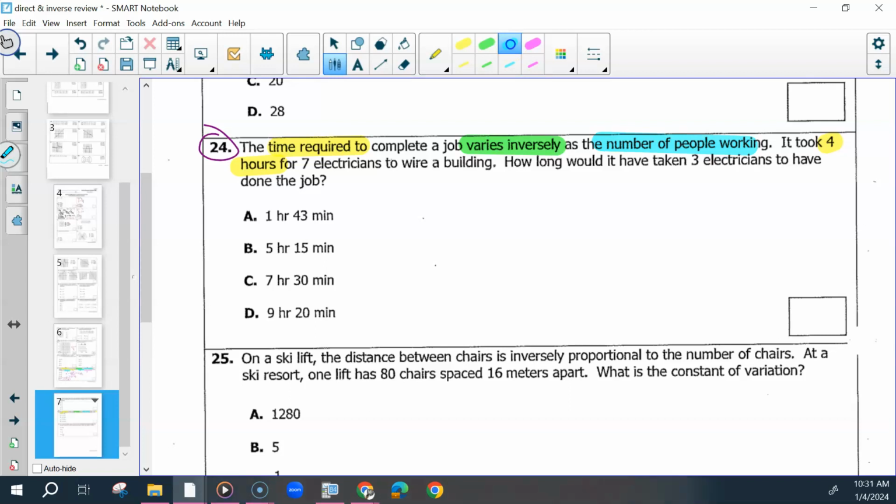How long would it take 7 electricians, and then 3 electricians? Right, so the time would be our Y, and the number of people would be our X. So we're looking for what variable? Y. So now we're in inverse mode. To find our K, we would do what? Multiply. Multiply what two numbers? 4 and 7.